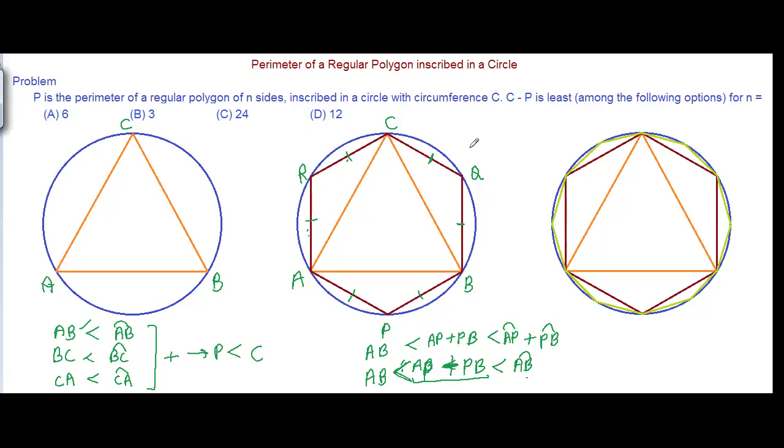And if we add all the sides of this regular hexagon, that means AP plus PB plus BQ plus QC plus CR plus RA, this will be more than the perimeter of the triangle, but still less than the circumference of the circle. So I hope this is clear.